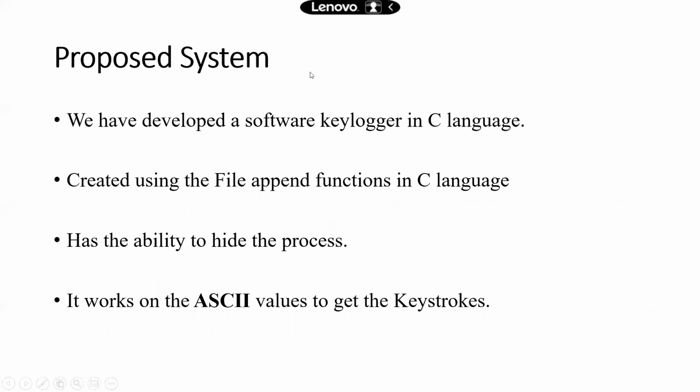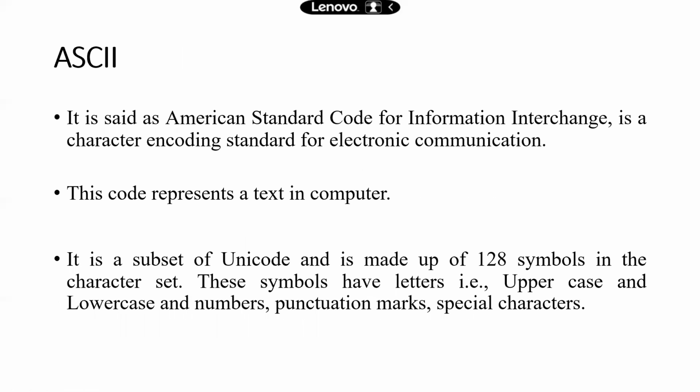This basically works on ASCII values to record the keystrokes. What is an ASCII value? It is a character encoding standard for electronic communication. This code represents text in computers. It is made up of 128 symbols in the character set. These symbols include letters, uppercase and lowercase, numbers, punctuation marks, and special characters. This is how it is going to work.